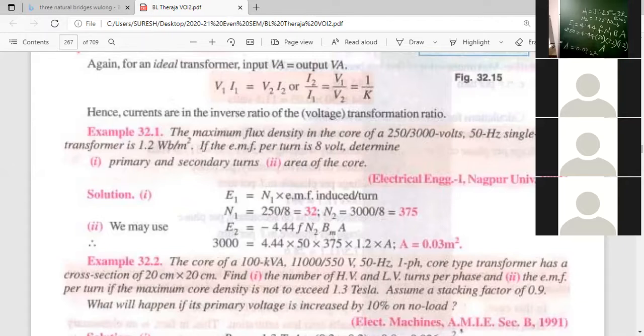Okay, in the coming classes we will do the remaining problems. Still 2-3 problems are there on the EMF equation of the transformer.